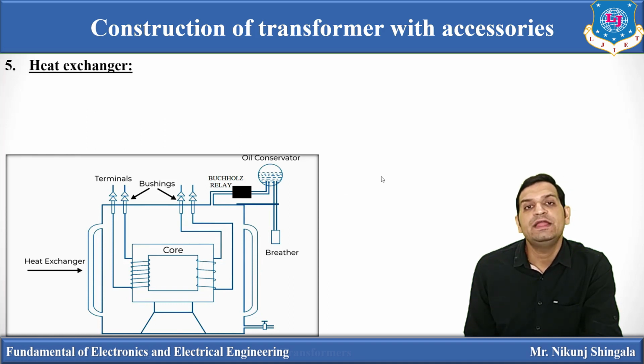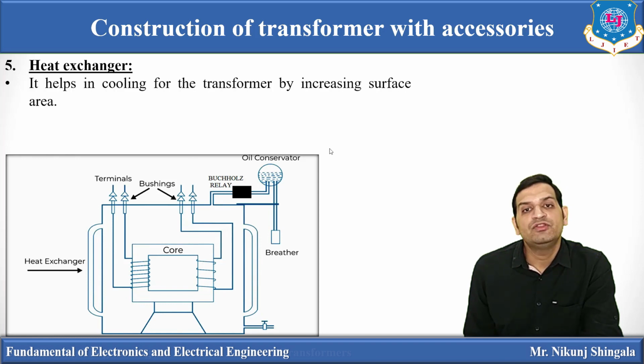Next one is the heat exchanger. Now, as I told you, when supply is given, oil gets heated. So it should be cooled in a very short time. So heat exchangers or radiators are provided with the transformer tanks. Here you can see this is nothing but the heat exchanger or radiator. Basically, it is provided with the transformer to provide cooling to the transformer by increasing its surface area.